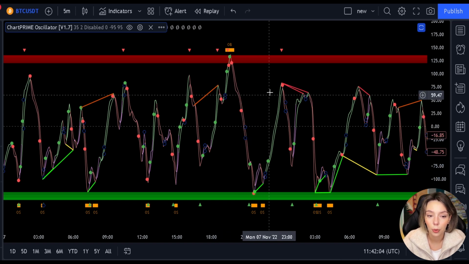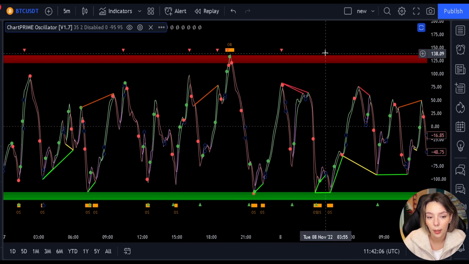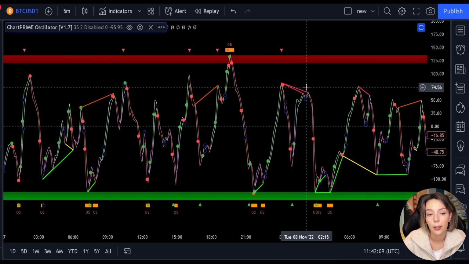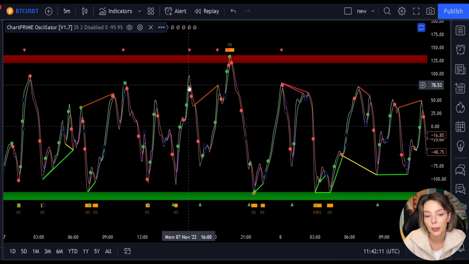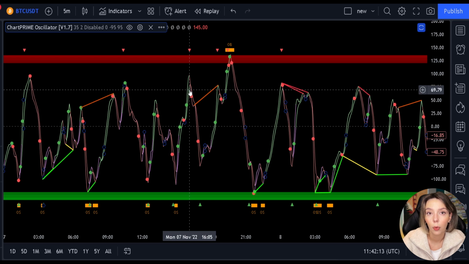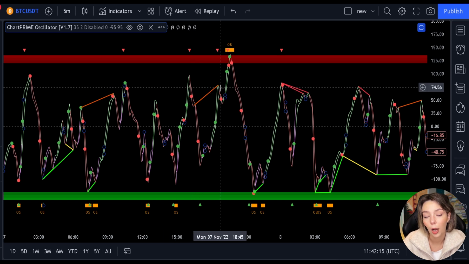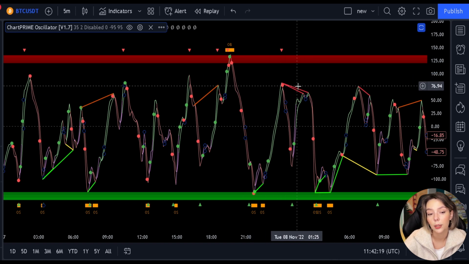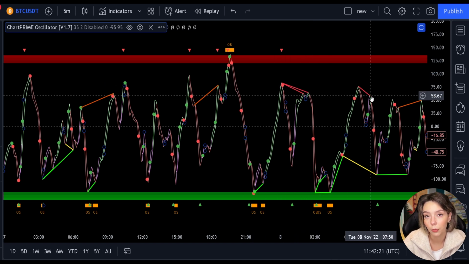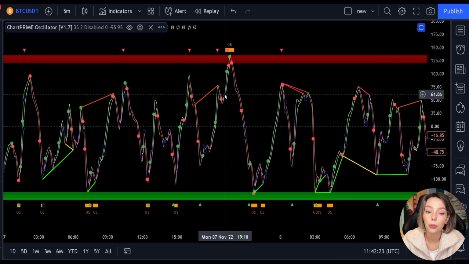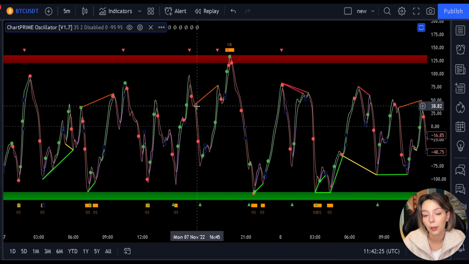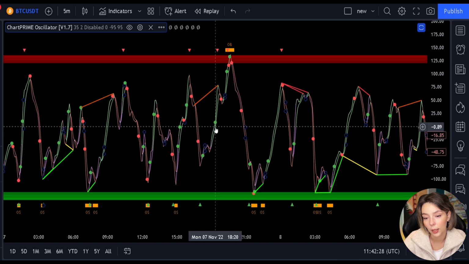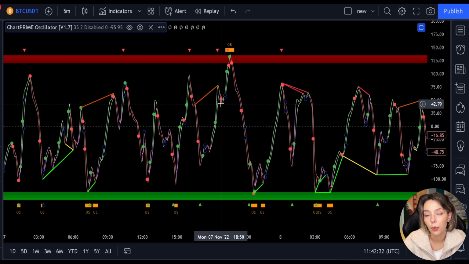You may also notice 2 lines. The first line is the RSI line and the second line is the RSI basic MA line. Also, the Chart Prime oscillator automatically shows value divergences, which helps us determine the further direction of the market. You may also notice green and red dots on the graph. These are buy signals in the case of a green dot, or sell signals in the case of a red dot.